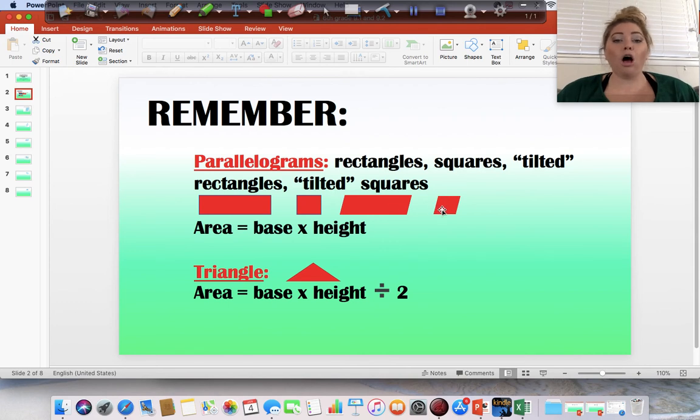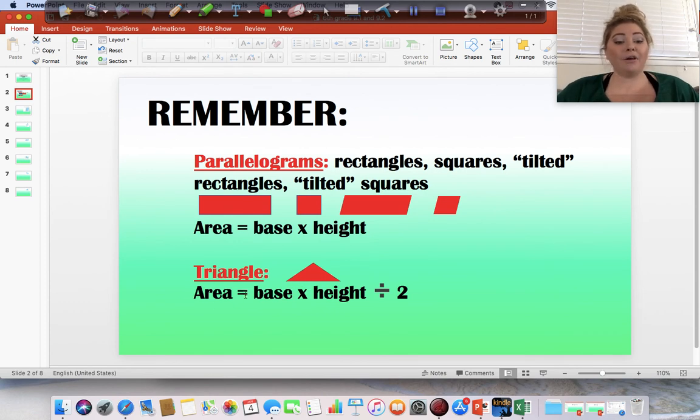okay? All parallelograms, all of these, okay, to find the area, which is the amount of space in the middle, that area you find by multiplying the base times the height, okay? And here's a triangle. There's more variations of triangles, but you guys should know what a triangle is. It's a three-sided figure, okay?